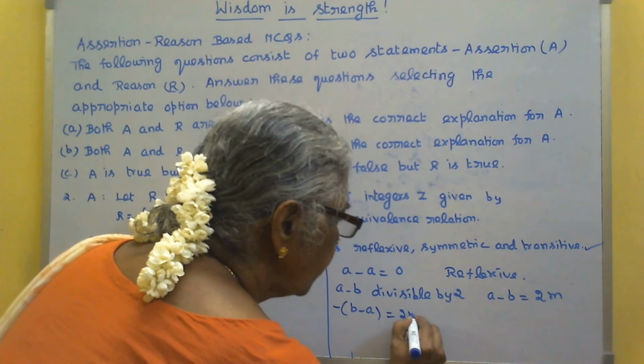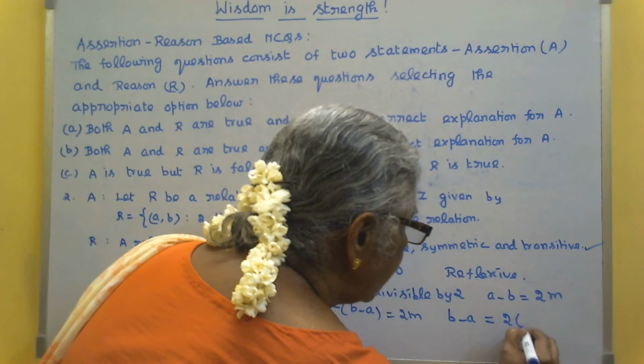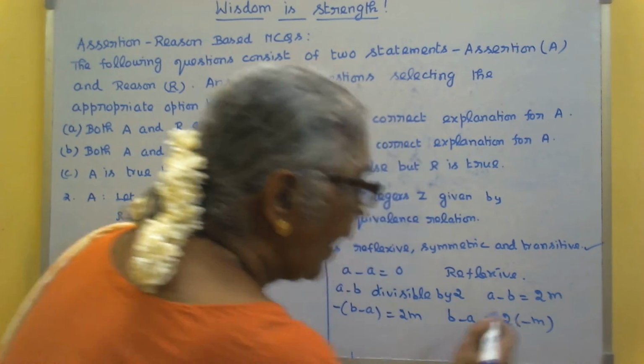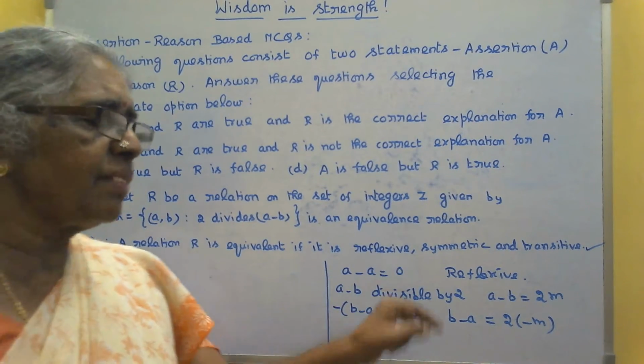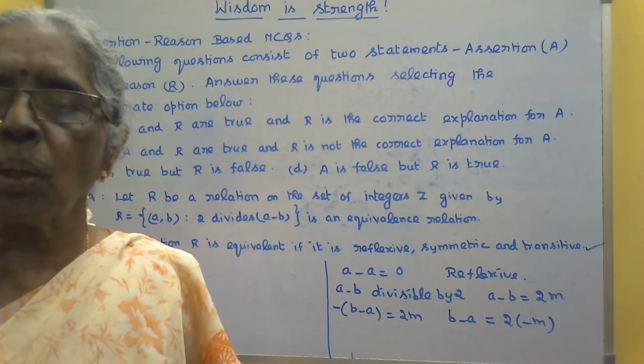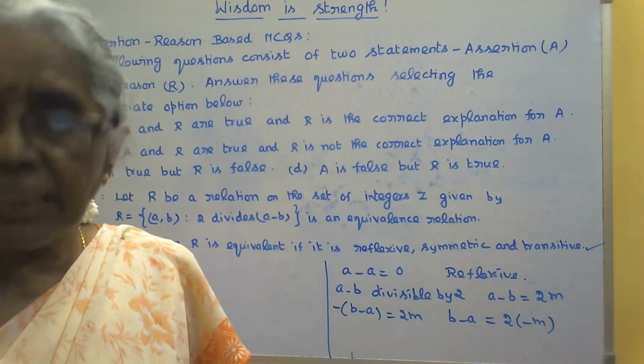That is equal to 2m. So, I will get B minus A, that is equal to 2 into minus m. So, again it is a multiple of 2. So, if A minus B is divisible by 2, B minus A is also divisible by 2. So, it is symmetric. So, now we have to prove the transitivity.